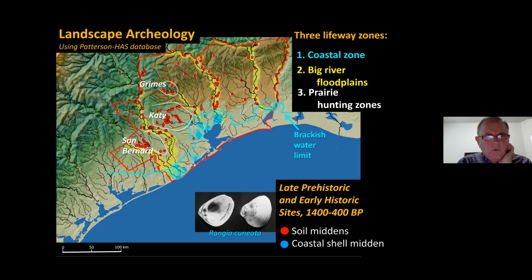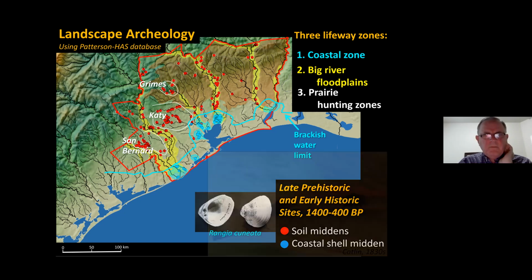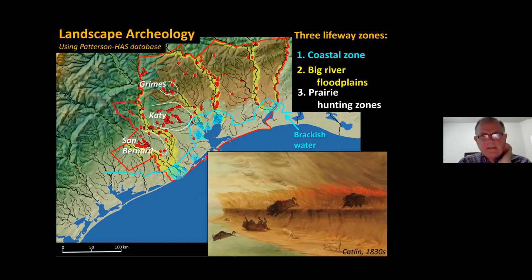And what you're seeing is archaeological sites lining very small creeks. And it's a very important zone. And what was happening is they were running bison into these zones and used them over and over again.